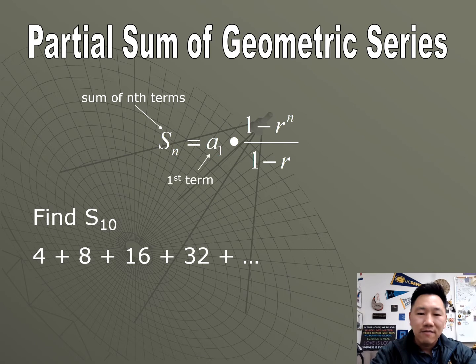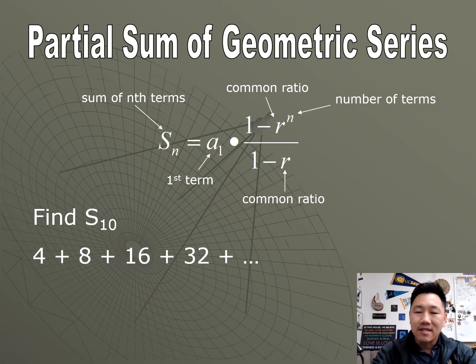This is the first term. The r is the common ratio. That's the number you multiply to get to the next number. Same thing, common ratio. And then n is the number of terms you want to add up. All right, so let's go ahead and do our example.